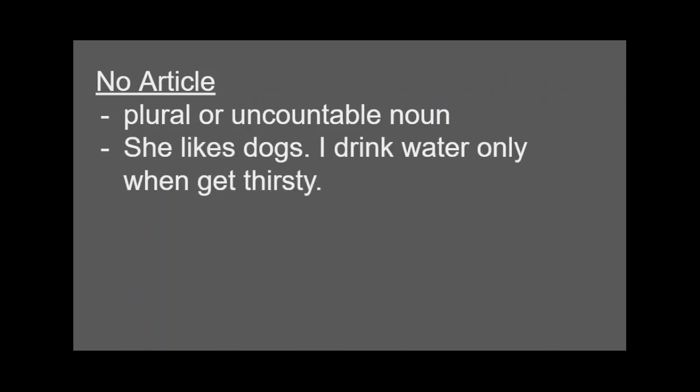You should know when no article is used. When the noun is plural or uncountable, then you should not use an article. She likes dogs. No article is used before dogs. I drink water only when I get thirsty. I did not use any a or the or an before water, because water is uncountable.